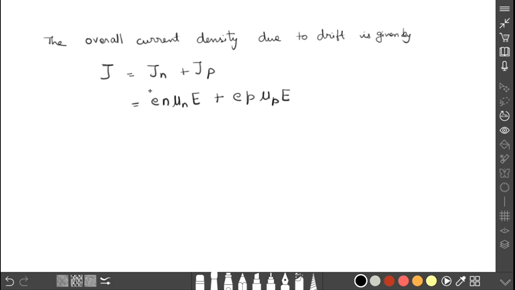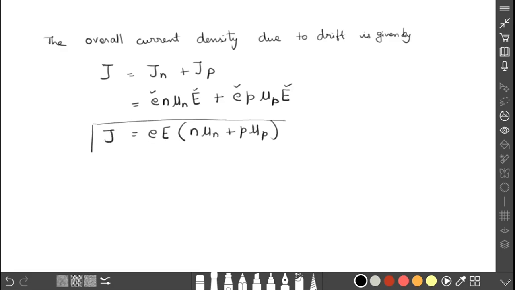See, these two terms are common in both the terms. So I am going to take out e into capital E. So what remains inside? N into mu n plus P into mu p. So this is the overall current density due to electrons as well as holes. This is the drift current density formula. J is equal to e E into N mu n plus P mu p.